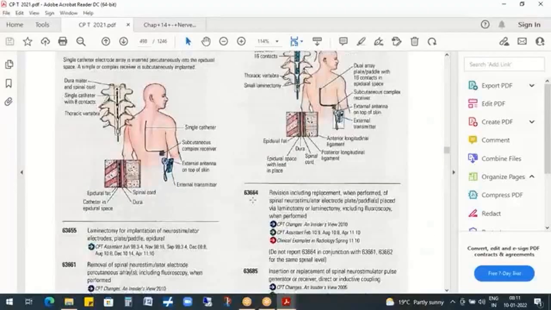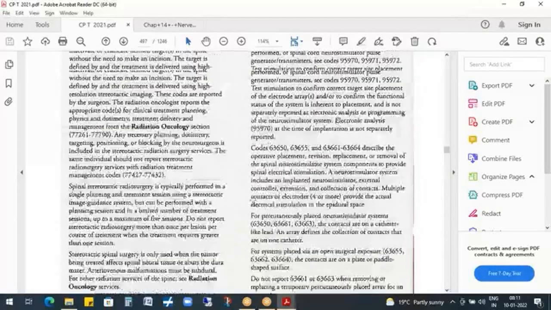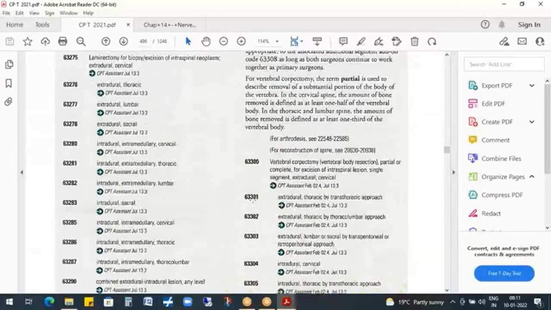Try to recall the structure of spine. How many regions is a vertebral column made up of? Try to recall the anatomy. How many regions? Anyone in the class? 5 regions. What are they? Cervical region, thoracic region, lumbar, sacrum and coccyx. Yes or no?